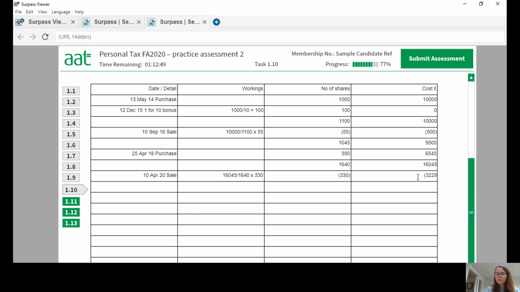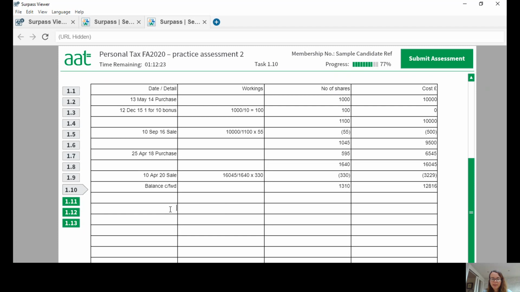I'll probably do normal rounding for that, but I don't think it matters too much. And remember, it's human mart as well. So what have we got? 1310 remaining number of shares, 12816. Label that balance carried forward. Right, so that's the share pool done.